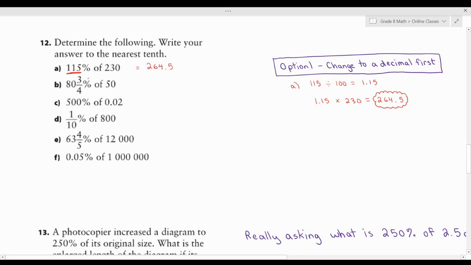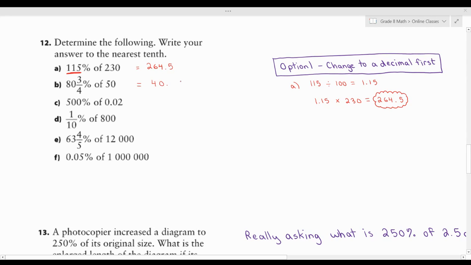Okay, so for all the rest of these, I'm not going to do option one, option two. Like I said, I want you guys to be pretty comfortable with the button on your calculator. So for question B, I would just go 80 decimal. I'm going to change this to 0.75 in my calculator instead of 3/4. So I'm going 80.75%, and then times 50. And I would find that is 40 decimal.